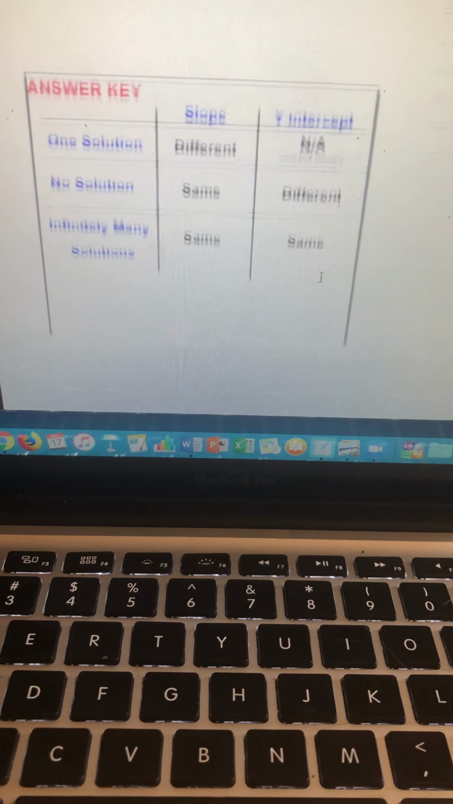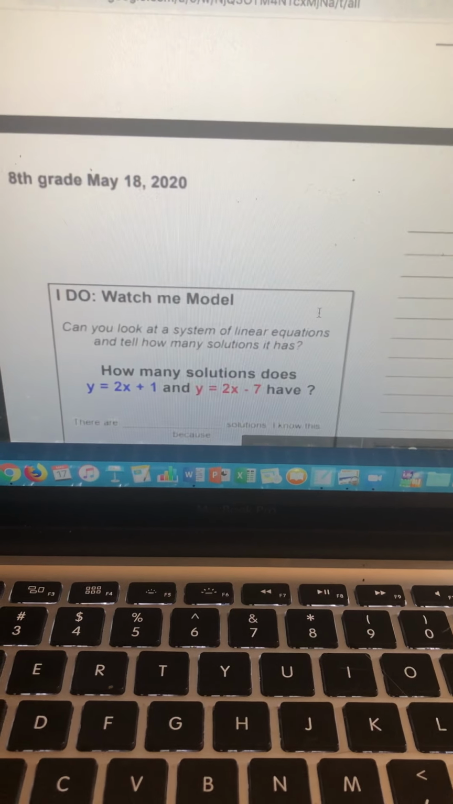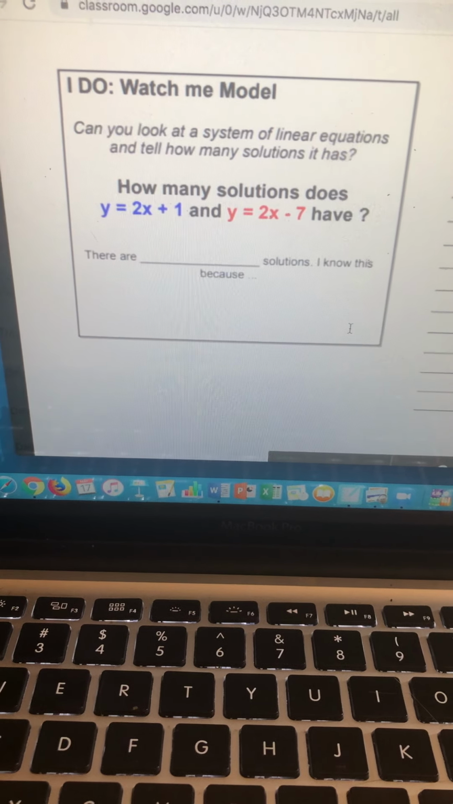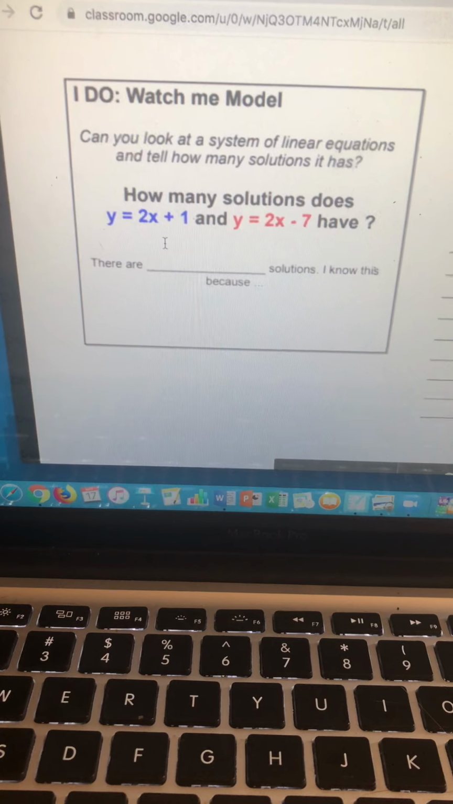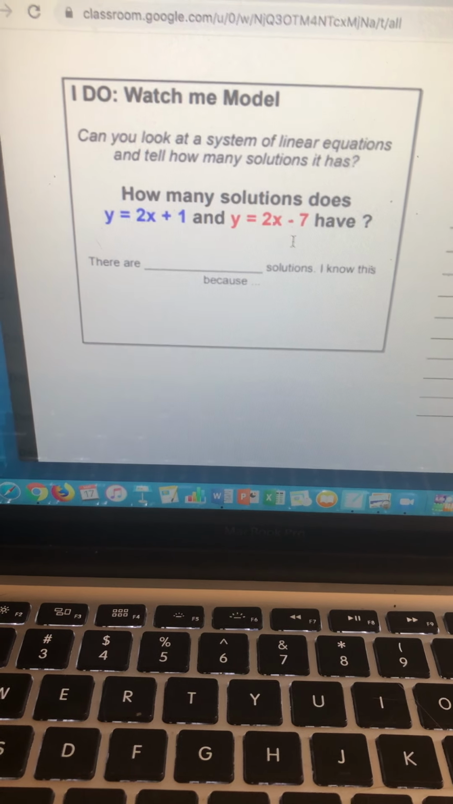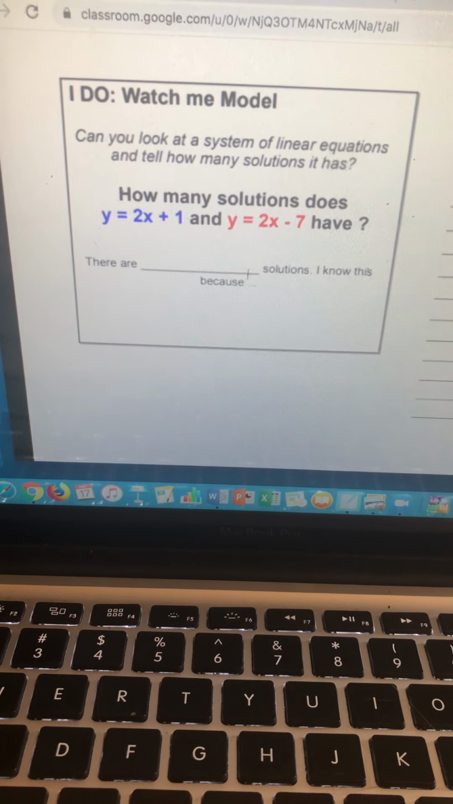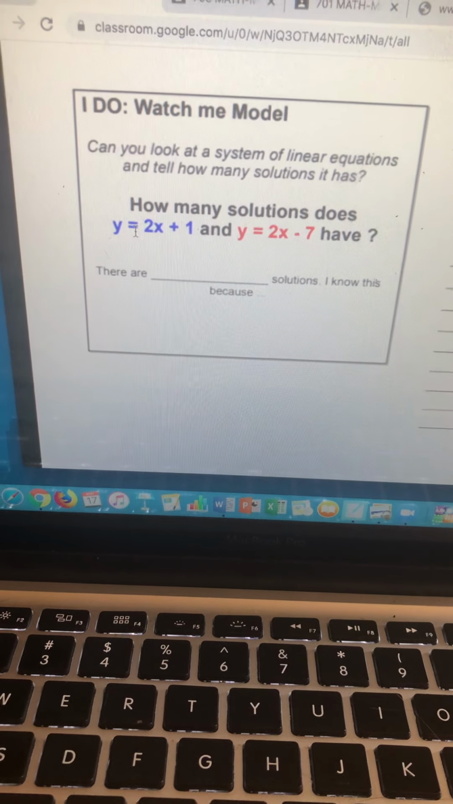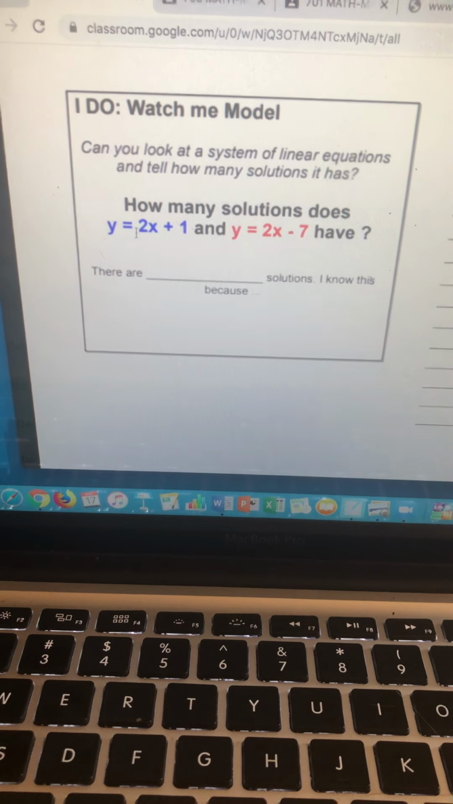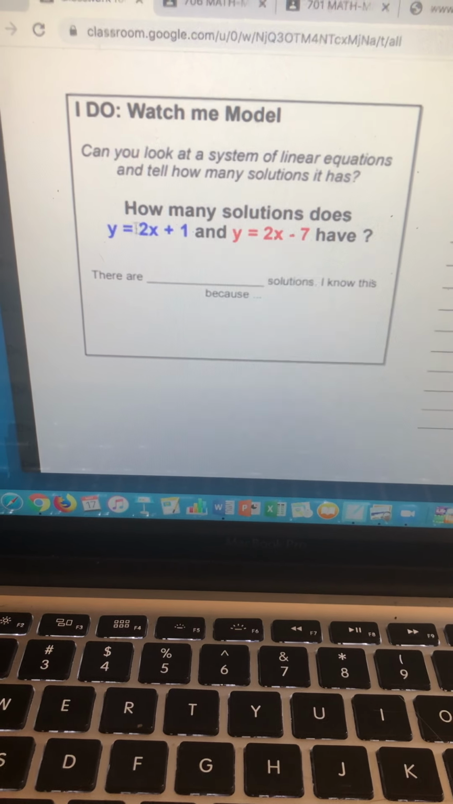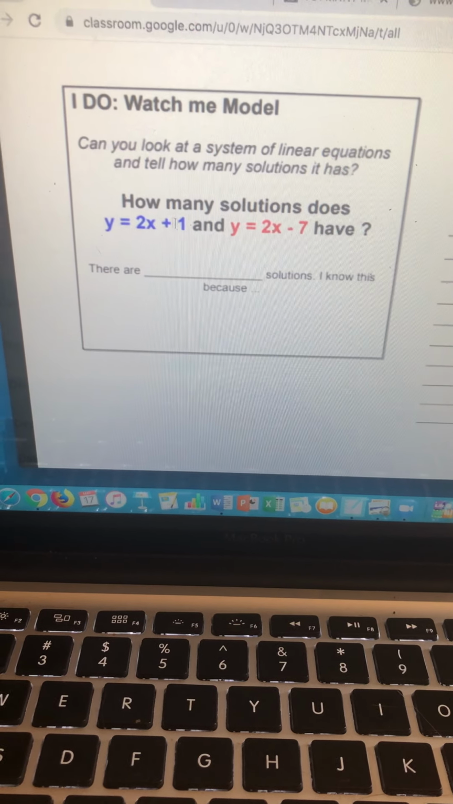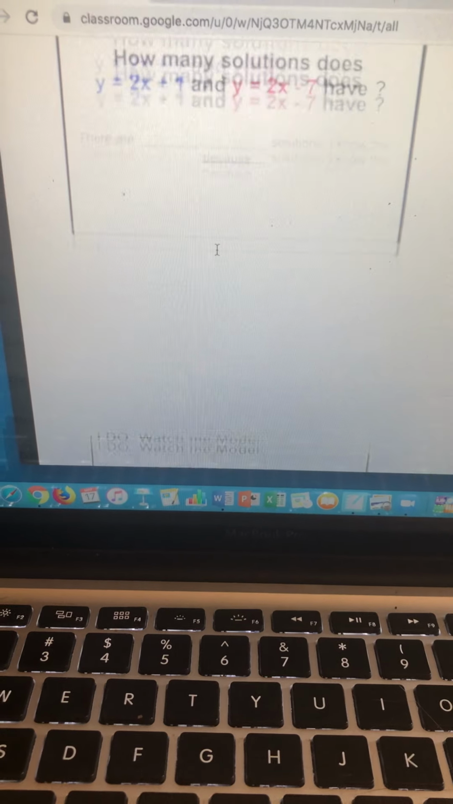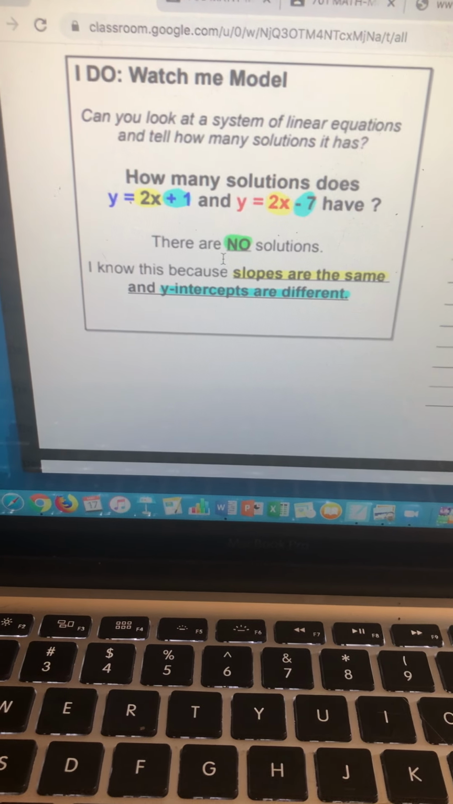All right, so the first part of the lesson, we are just using inspection to determine how many solutions and explain why. We're given the blue equation, y = 2x + 1, and the red equation, y = 2x - 7. How many solutions are there? I would say there are no solutions, and the reason is because the slopes, which are the number next to x, are the same, and the intercepts are different. So these would be parallel lines on a graph, and they would never intersect. Okay, and there's your answer right there.